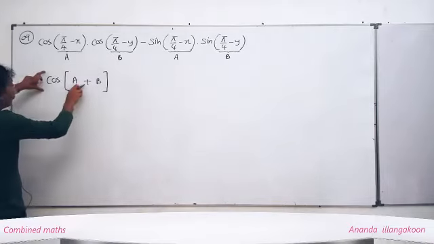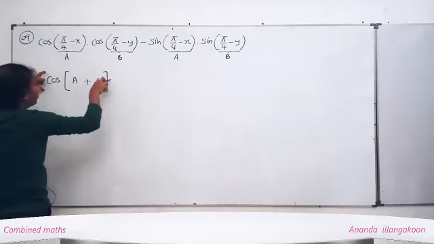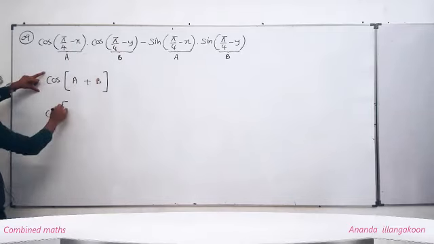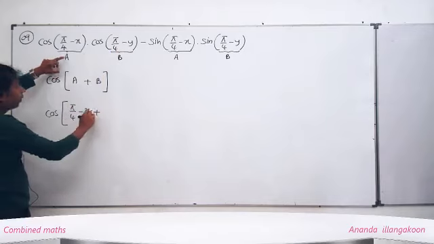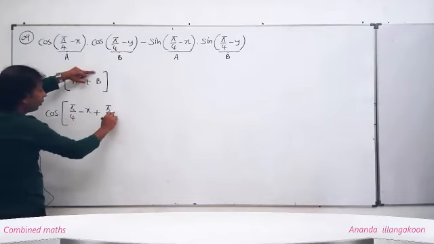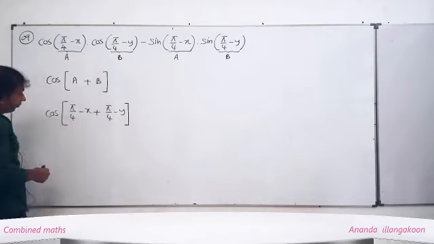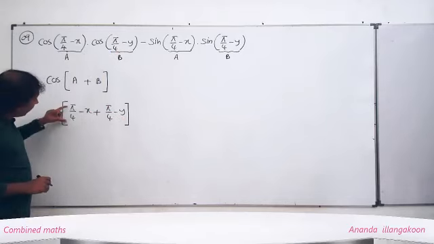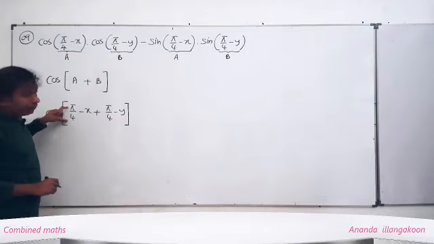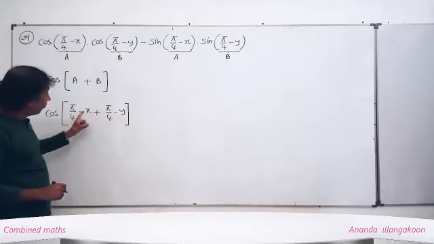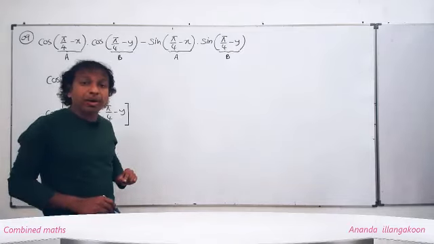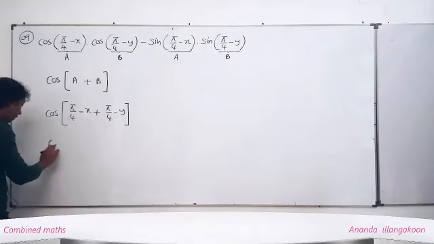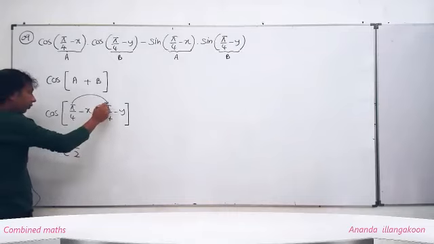Then, people, substitute for A and B. What is our A? This. What is our B? This. We get like this. Cos of A, this pi by 4 minus x, B pi by 4 minus y. People, pi by 4 means what? 45. Here also 45. 45 plus 45, 90. 90 degrees means in radians pi by 2. Right. Then this is cos pi by 2 by adding this and this.